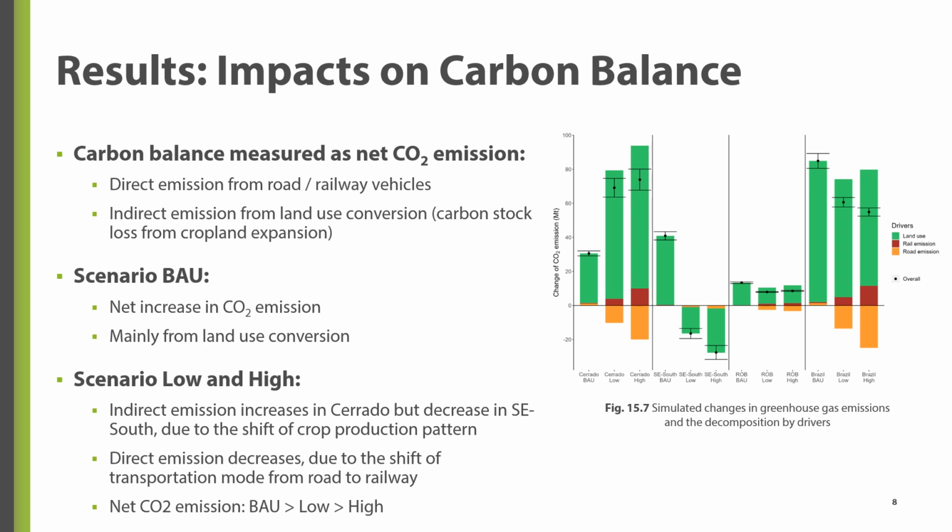Under the business-as-usual scenario, the increase in global crop price triggers cropland expansion and the associated terrestrial carbon emissions in all regions. The spillover effect of cropland demand, however, causes emissions to increase in the Cerrado, but decrease in the Southeast South region. Furthermore, the expansion of the railway network leads to the shift of transportation modes from road to the more carbon-efficient railway, serving to reduce transport emissions. The national net emissions therefore decrease with the expansion of infrastructure network.